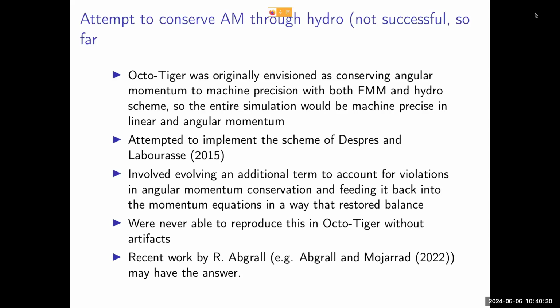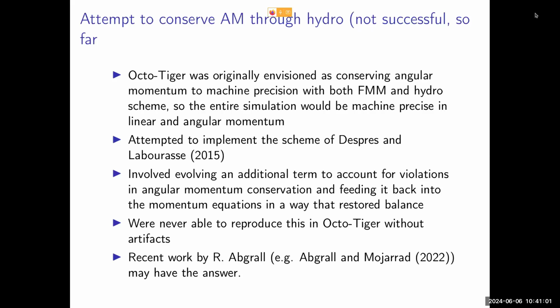We had tried to also conserve angular momentum in the hydro solver, the Cartesian-based hydro solver, if you're careful about AMR boundaries. And I should say that Octo-Tiger doesn't refine in time, only in space, so that makes conservation across AMR boundaries simpler to deal with. But a finite volume method will still violate angular momentum.